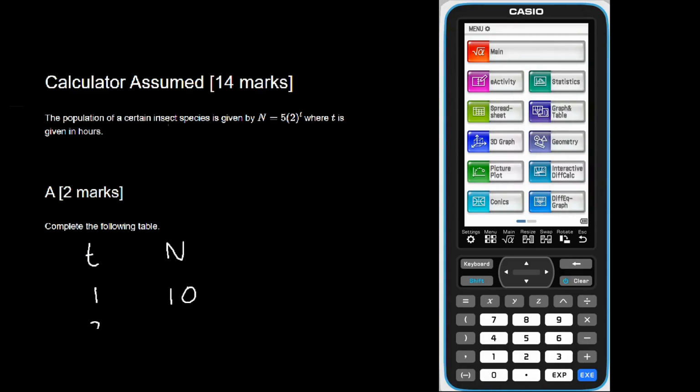So we have this question which says we're given a function, right? We're given this function here, n is equal to 5 times 2 to the power of t. Okay, so we just got to complete the table here.